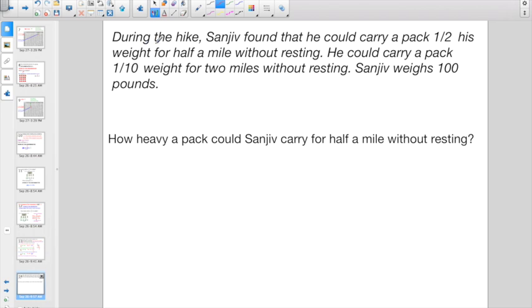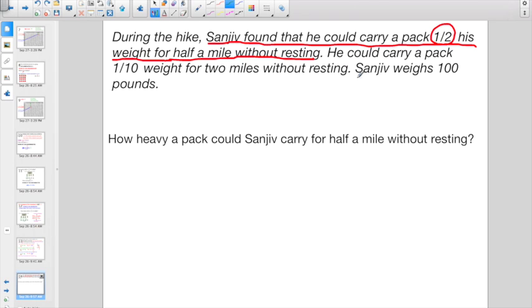Check out this one. During a hike, Sanjeev found that he could carry a pack 1/2 his weight for half a mile without resting. He could carry a pack 1/10 his weight for 2 miles without resting. Sanjeev weighs 100 pounds. Now I specifically left the text all black and white, but the concept remains the same. Here's our question. How heavy a pack could Sanjeev carry for half a mile without resting? Half a mile without resting is in this sentence right here, right? Sanjeev found that he could carry a pack half his weight for half a mile without resting. Here is our fraction, 1/2 his weight.